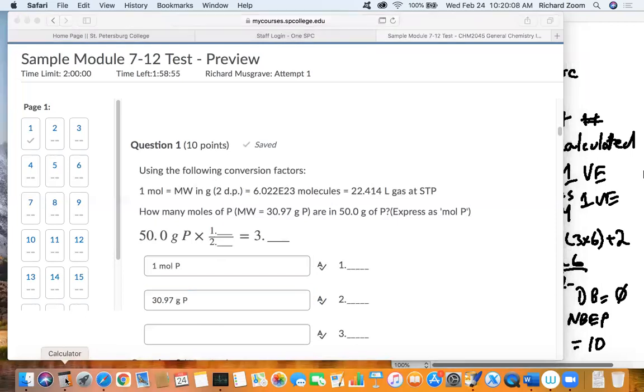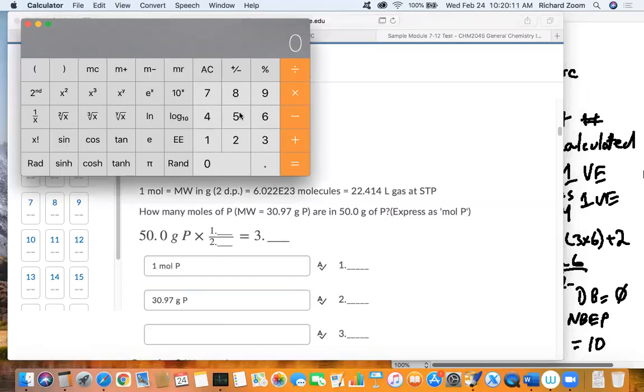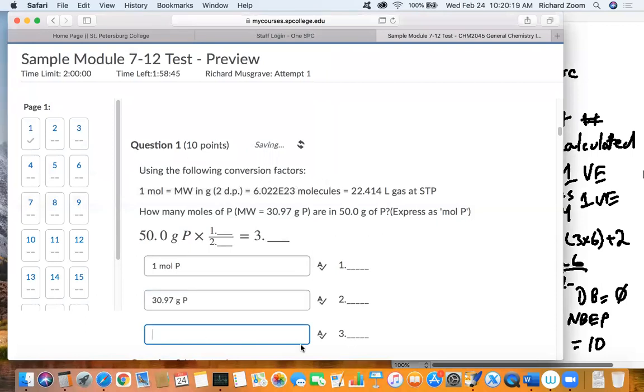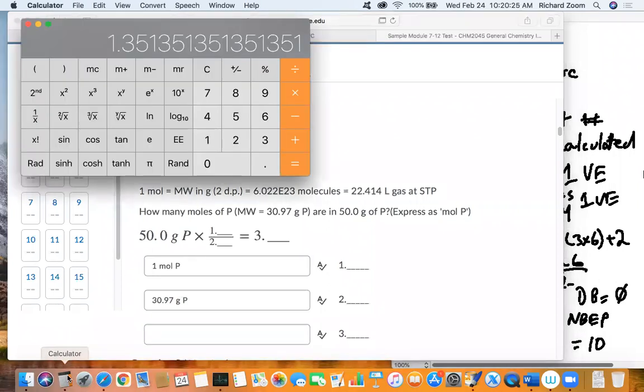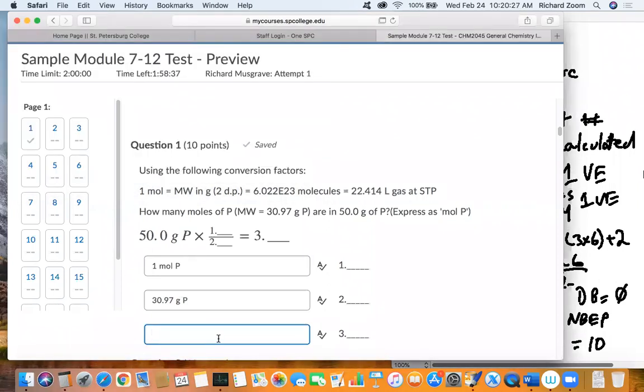Then we can do a little math here. We also have to take significant figures into account. So that'd be 1.4. So let's look at that again. Looks like it's 3 significant figures. Sorry about that. That'd be 1.35 moles, or mole of P. So you know what to express it as because it says it up here. Does anybody have any questions about the first one?